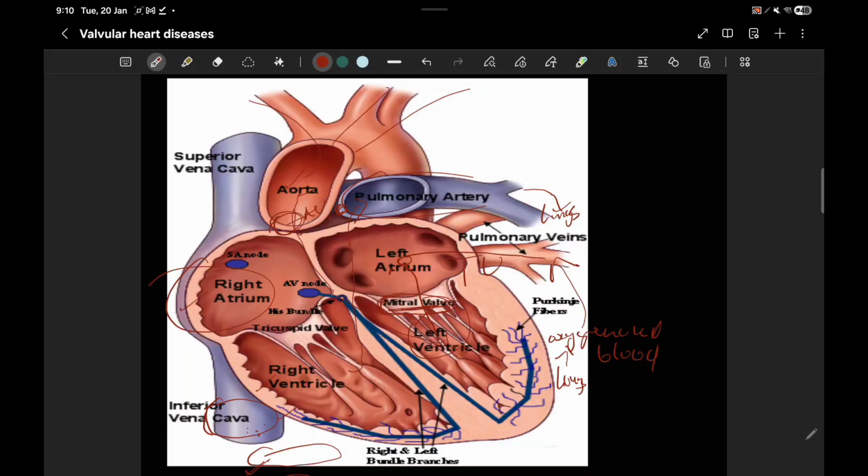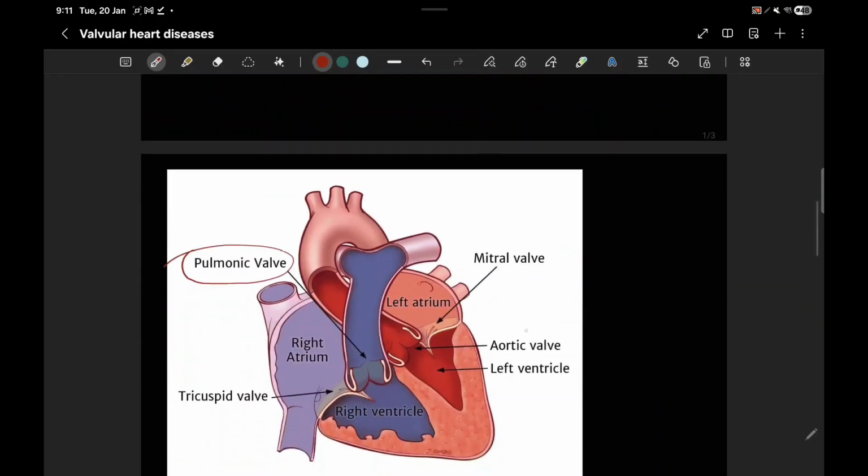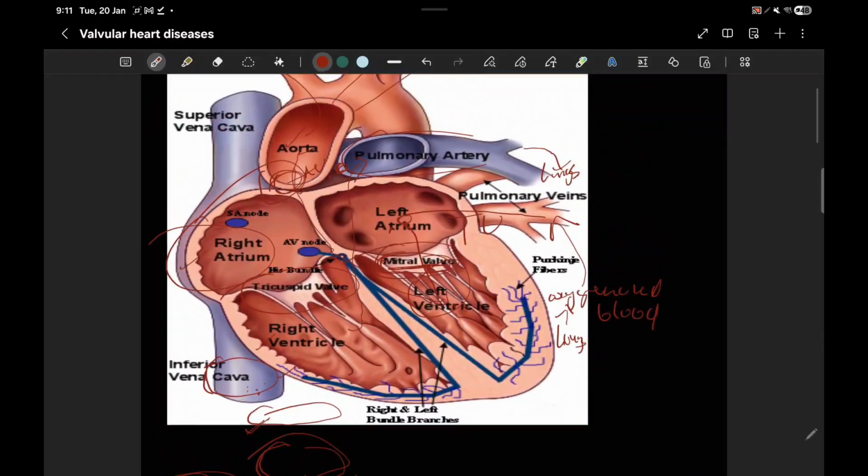And as you all know, if there's any problem with these valves, we discussed four valves, right? Tricuspid, mitral, aortic, and pulmonic. If there's any problem in these valves, the whole circulation will get disrupted.